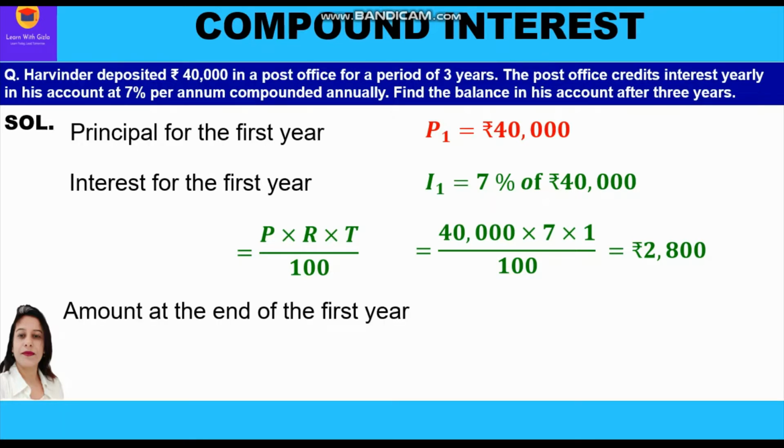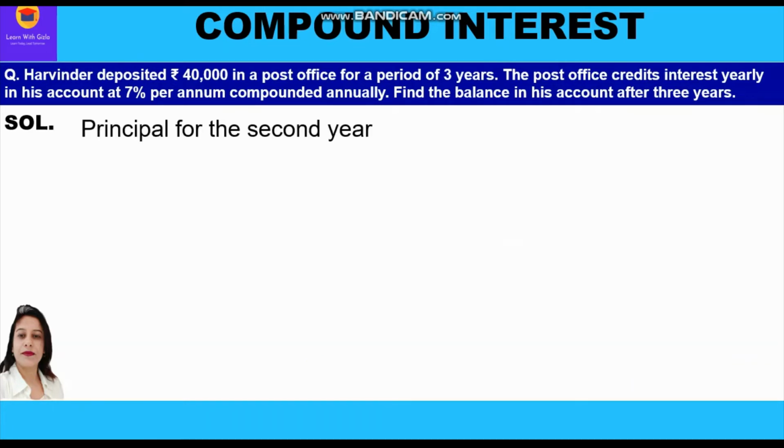Now we shall move to amount at the end of first year, that is the addition of principal of the first year and interest of first year. So 40,000 plus 2,800 is equal to 42,800. This is the amount at the end of first year. Now we shall move to principal of the second year. Amount which we had calculated in the first year will become the principal of the second year. So that is 42,800 is the principal of the second year.